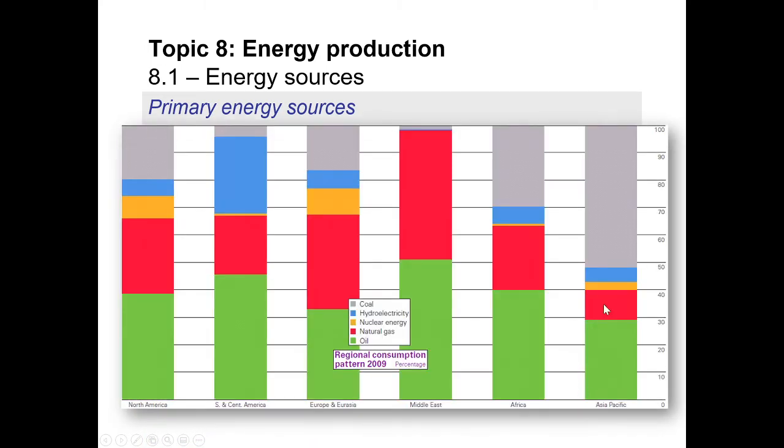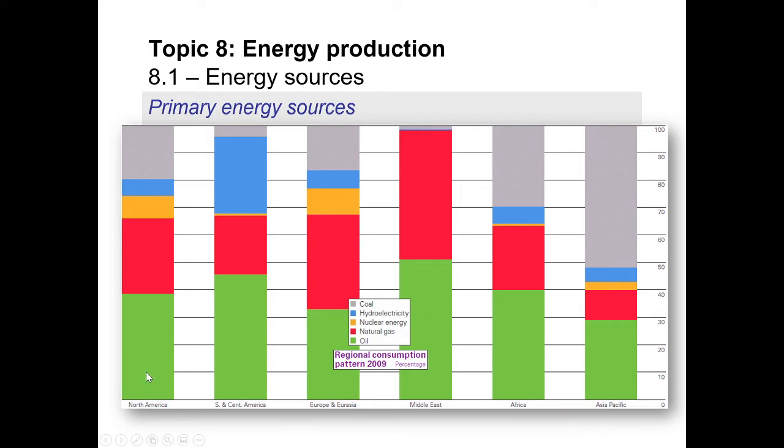Okay. So this image is actually very interesting to look at. So there's a lot of information here right now. We've got different continents and different areas around the world. So we've got North America, South and Central America, Europe and Eurasia, Middle East, Africa, Asia Pacific. And just notice the breakdown of what types of energy they use. Okay, so just take a moment to look at that. Pause the video if you'd like.